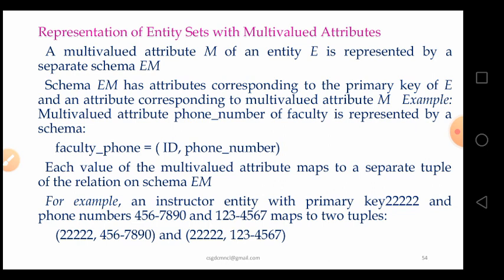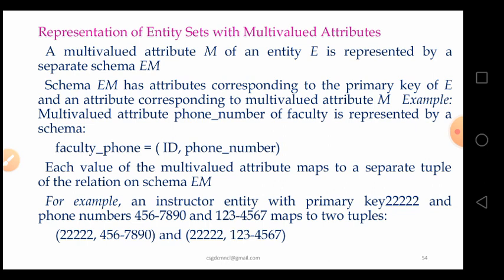For example, the multi-valued attribute phone number of faculty is represented by a schema faculty_phone; ID and phone number are the different attributes.